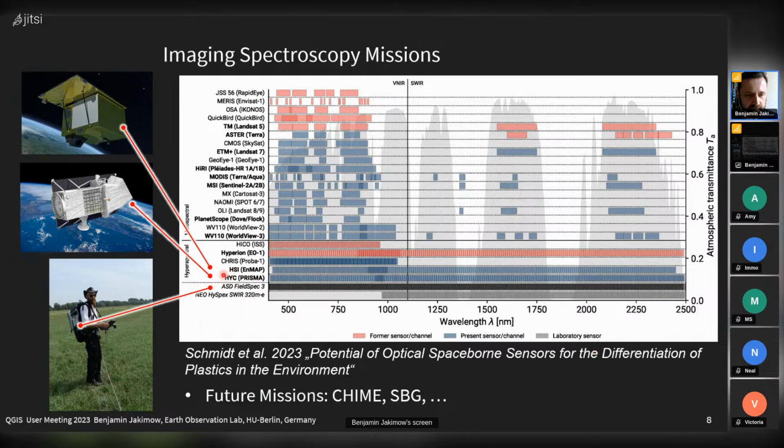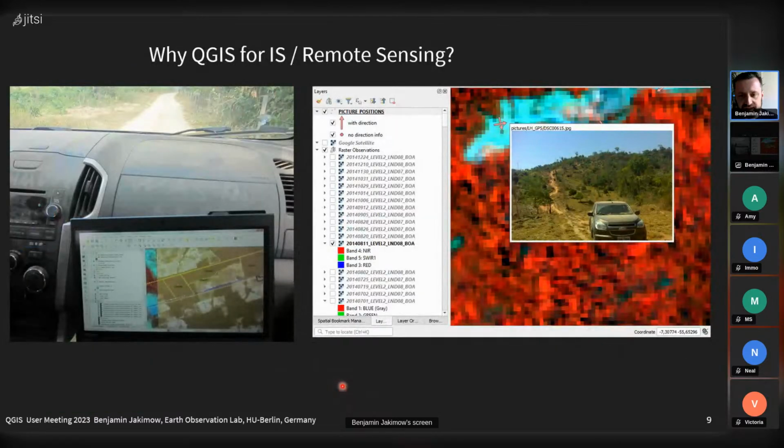These are currently active missions, and future missions are in planning, like CHIME or the surface biology and geology mission of NASA, which will become operational in the coming years. So we can expect that there will be more and more imaging spectroscopy data generated or made available in future. So why do we want to use QGIS for working with such remote sensing data?